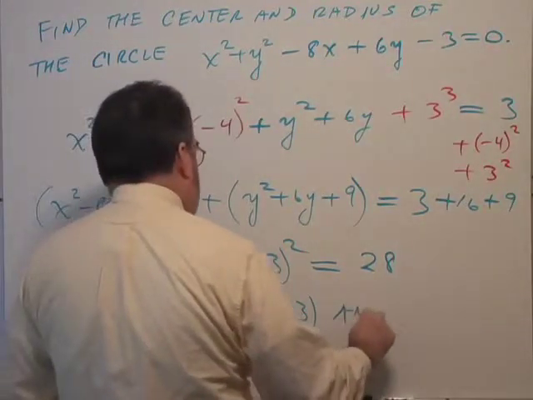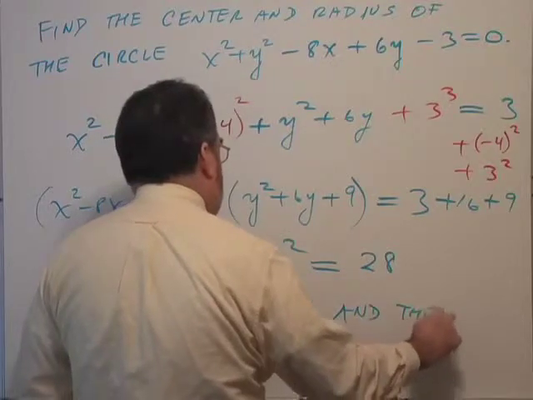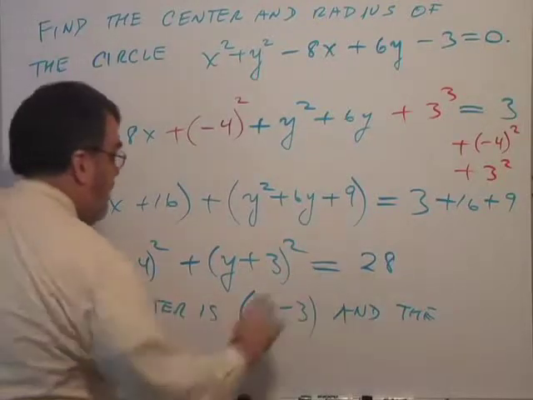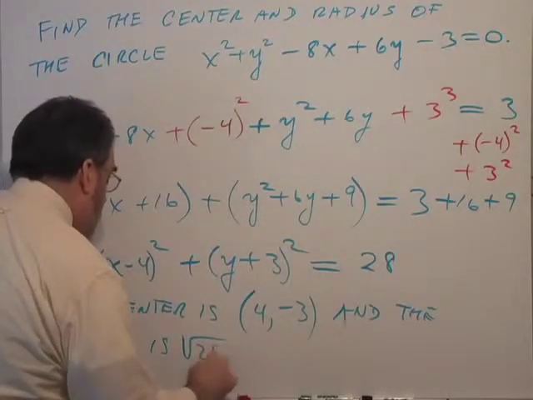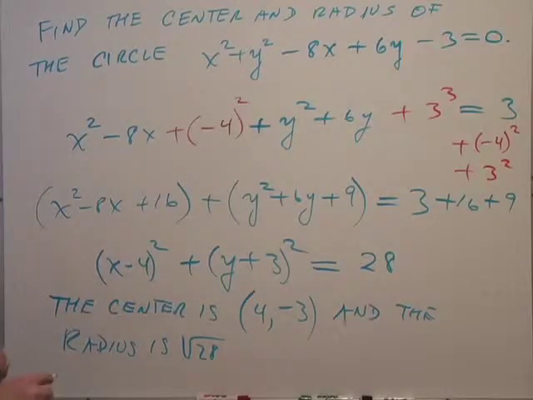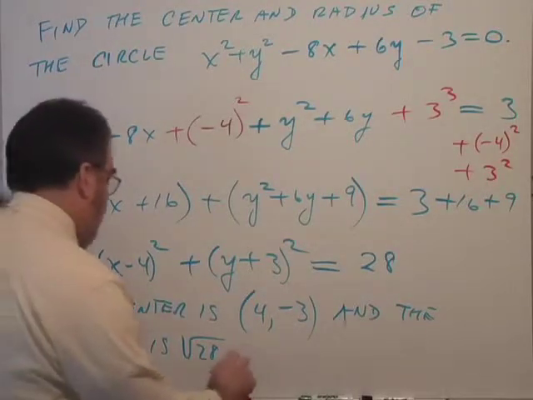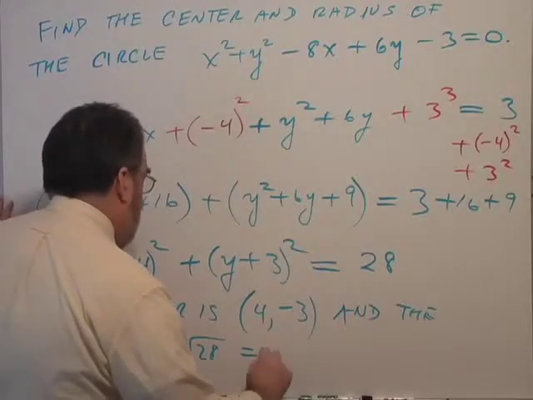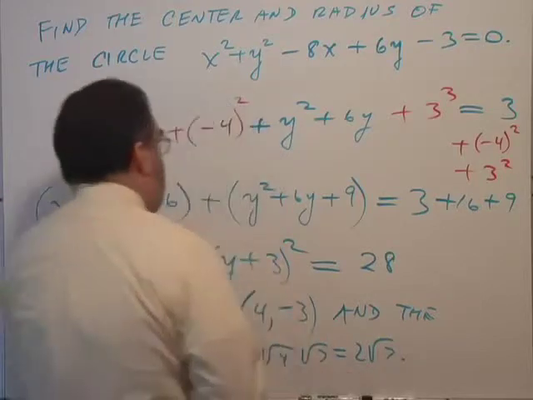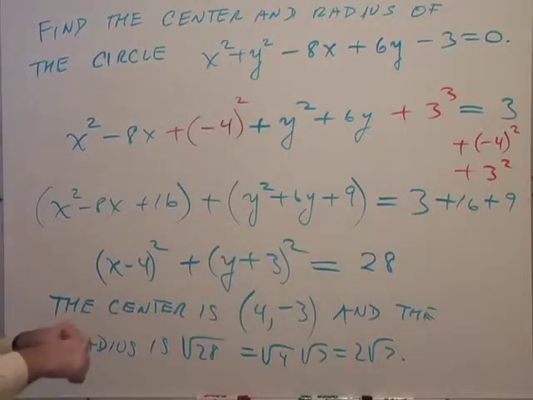And the radius is the square root of 28. Square root of r squared would be r. Square root of 28, which you can simplify. This is going to be the square root of 4 times the square root of 7, which is 2 square roots of 7. So it's kind of nice to simplify those.